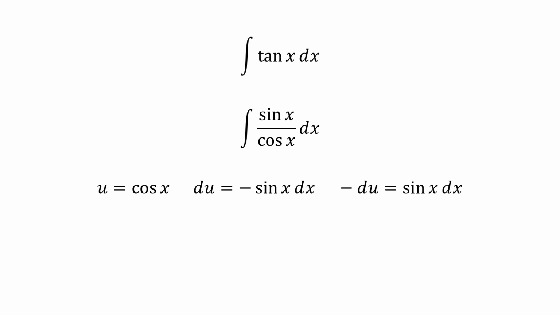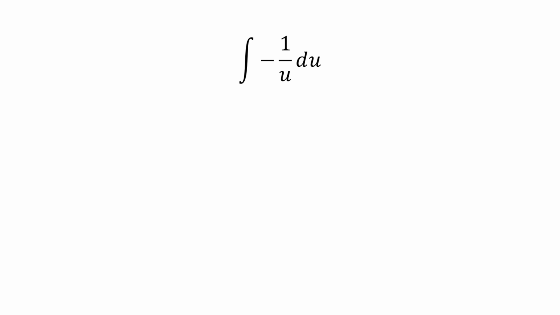Substituting into the integral then gives the integral of -1 over u du. Applying the constant multiple rule gives minus the integral of 1 over u du. Integrating gives minus ln absolute value of u plus c.